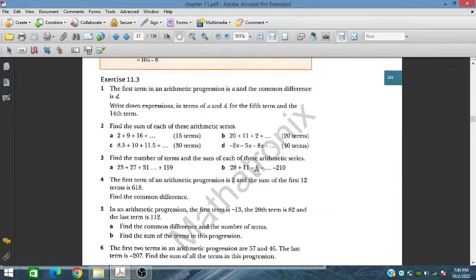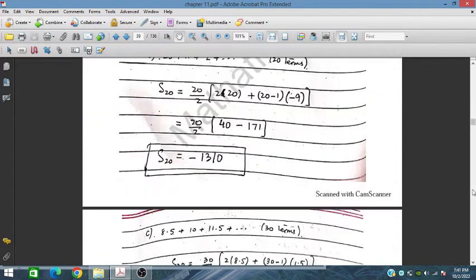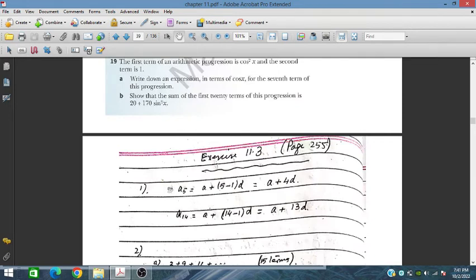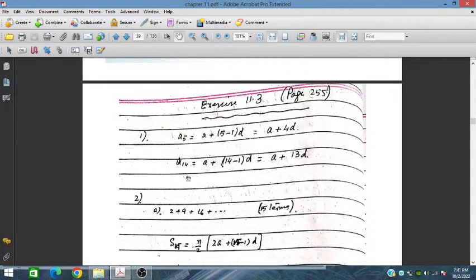For the third one, we have to find the number of terms and the sum of all these arithmetic series. So we'll first see the solutions of these first three. For the first one, a5 is a plus 4d, and for the 14th, a plus 13d, as discussed earlier. Then this is 2a, up to 15 terms.